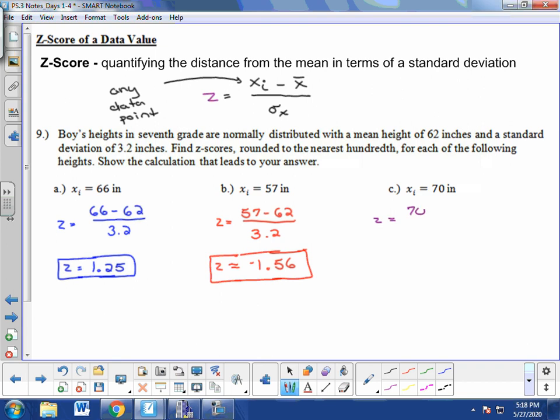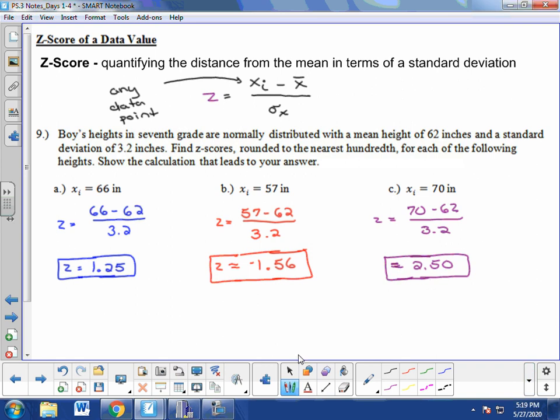For C, 70 minus 62 over 3.2. So the data point minus the mean, divided by the standard deviation. And we get about 2.5, or 2.50. So we are 2.5 standard deviations above the mean.